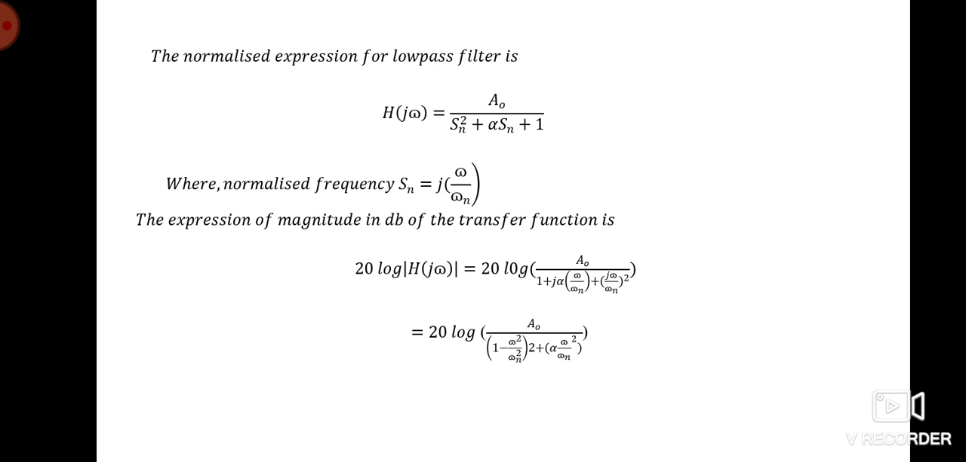For the general nth order low pass Butterworth filter, the normalized transfer function for a maximally flat filter can be given by the equation: modulus of H(j omega) equal to 1 by root of 1 plus (omega by omega n) to the power 2n. That's about the second order low pass filter. Thank you.